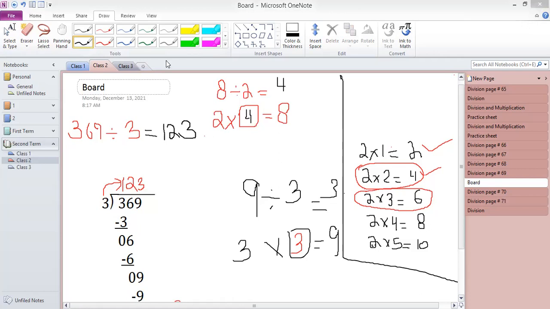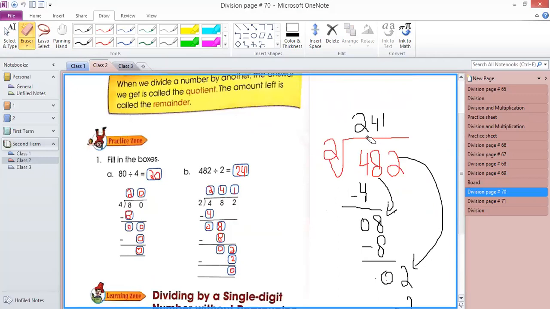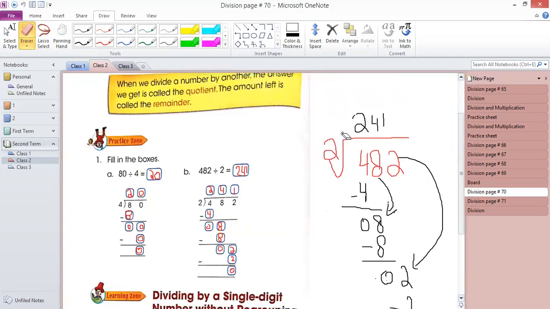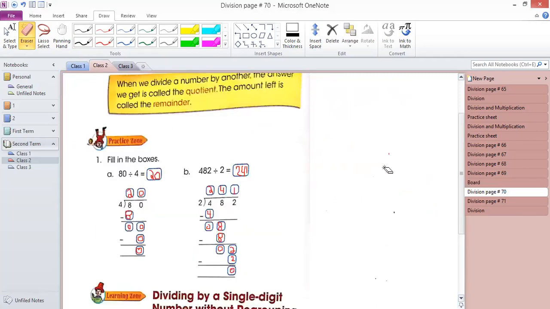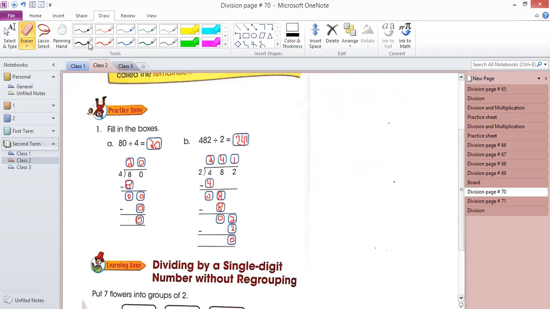Now come to the page number 70. On page number 70, there is a question. Fill in the boxes. A is 80 divided by 4.